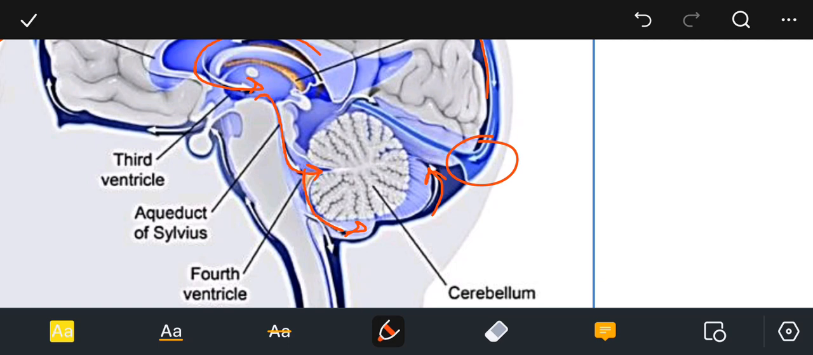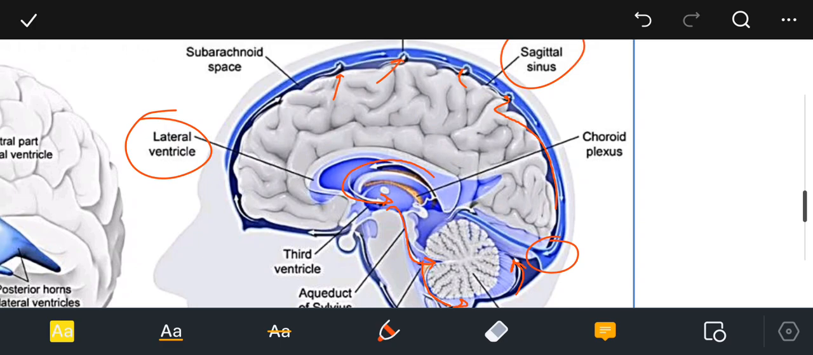Maybe it's named it, I'm not sure, but they drain into the cavernous sinus for sure, but we'll see that later on. And for right now, this is the ventricular system.